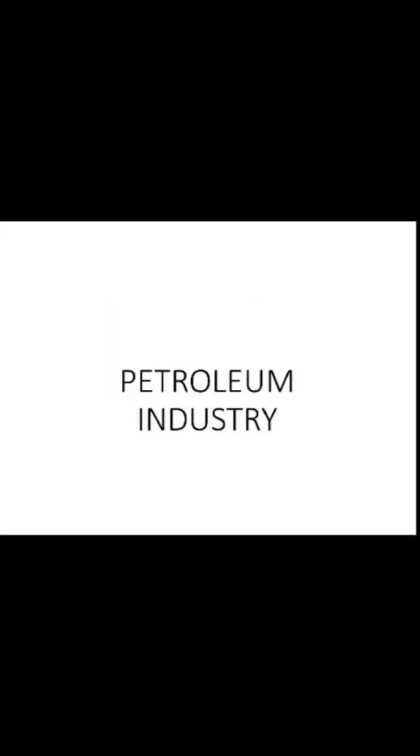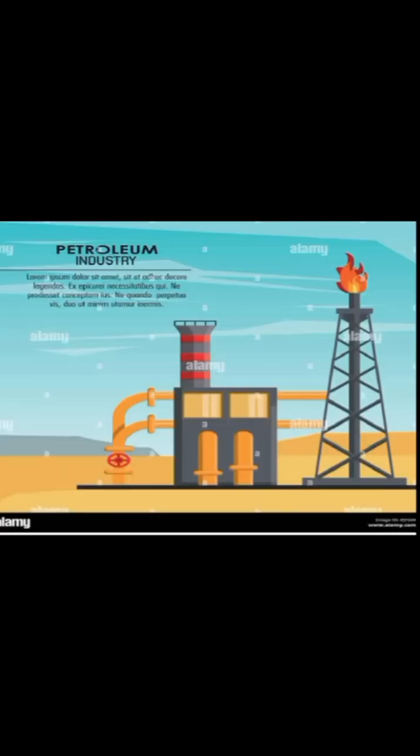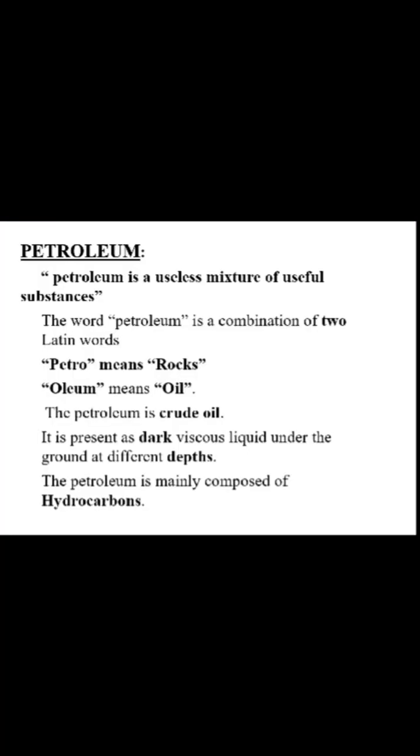It's your chemistry teacher here from Peshawar Model Girls High School 2, and today we are going to explain the petroleum industry in detail. First of all, let us know what petroleum is. Petroleum is a useless mixture of useful substances. It means that when it is obtained from underground, it is not usable, but the components it is made up of are very useful. For that reason, its refinery is a must, and today we are going to discuss that in detail.